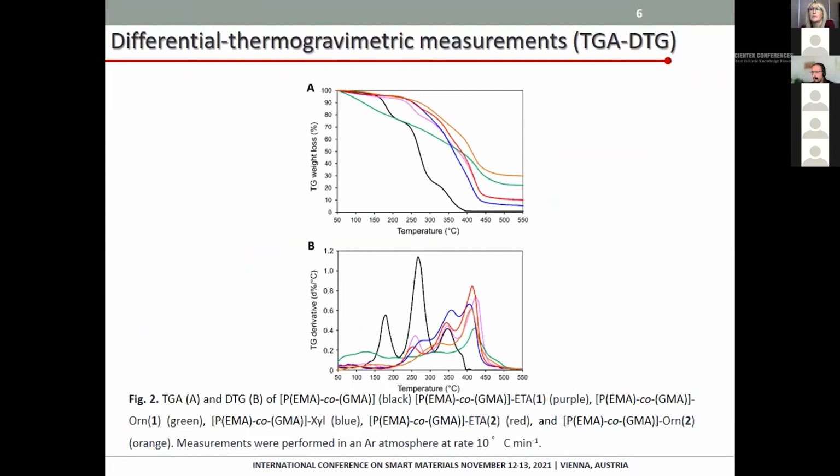Differential thermogravimetric measurements were performed to analyze the thermal stability of the non-modified and the modified co-oligomer. Almost all post-modified oligomers show higher thermal stability than the starting materials, which confirms the modification of the epoxy groups with ethanolamine, xylitol, and ornithine, respectively. These results clearly show that the thermal stability of the obtained oligomers is related to the chemical structures of the chains and the method used for the functionalization with hydrophilic moieties.